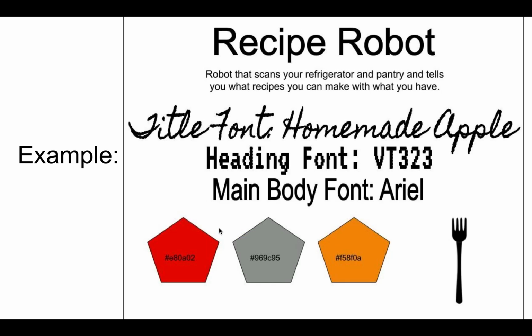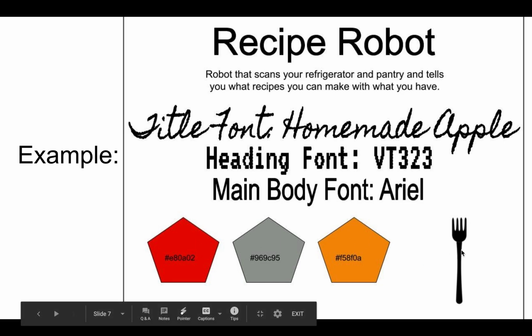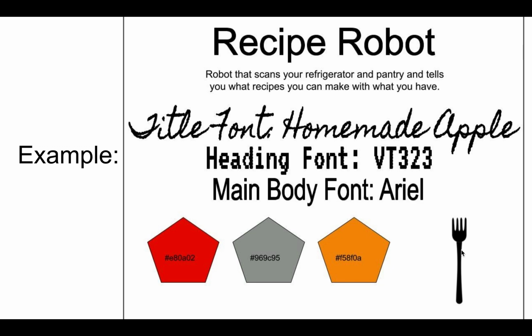Let me show you one more example. This one is called Recipe Robot. So that's my invention, and the explanation is a robot that scans your refrigerator and pantry and then tells you what recipes you can make with what you have. My title font, my big font, is called Homemade Apple, thinking kind of restaurant-y. And then the heading font, the next one was this VT323, and that I was thinking robot. And then my main body font is actually what automatically pops up anytime you type in Google, and that's the Arial. Here are my 3 colors I picked, and then my image is a fork eating recipes.